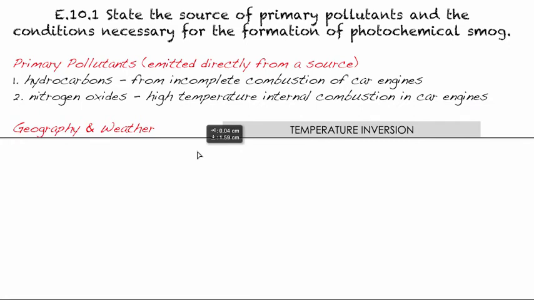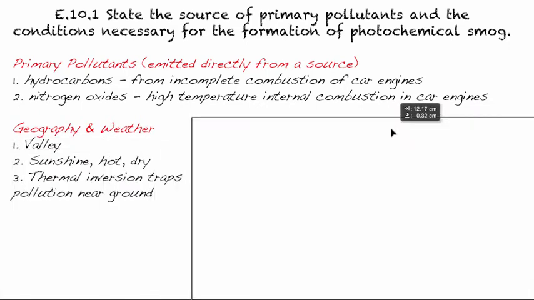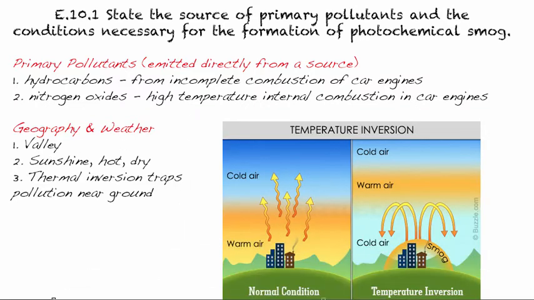So we're going to look at geography and weather. The first thing we're going to look at is the fact that it needs to be in a valley. So in this picture here, we're trying to represent that with the mountains. You're going to need some sunshine because the sunshine is actually what is going to cause some of the reactions to happen. It needs to be fairly hot and somewhat dry in order for the third point to happen.